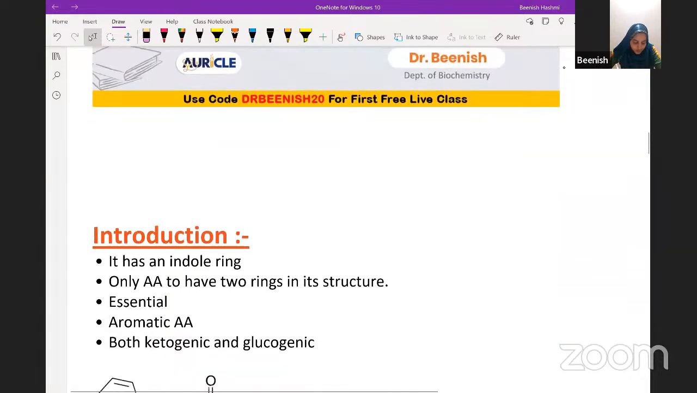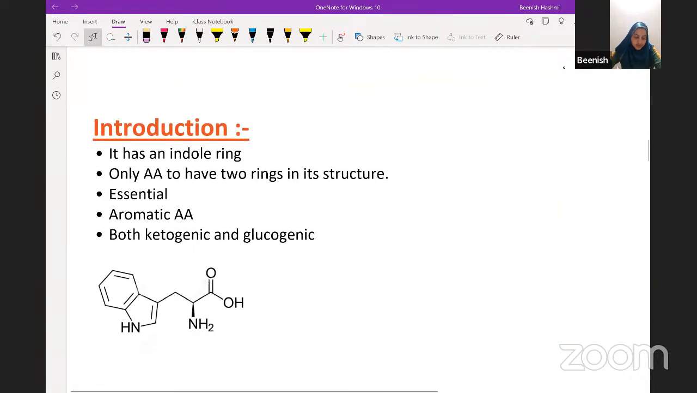Okay, so today we'll be talking about tryptophan metabolism. Beginning with that, a little introduction about tryptophan. Talking about the structure of tryptophan, it has an indole ring. So now what is an indole ring?